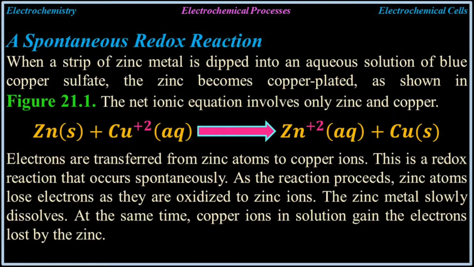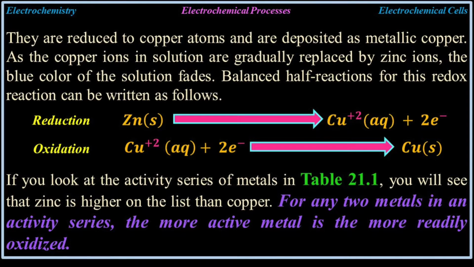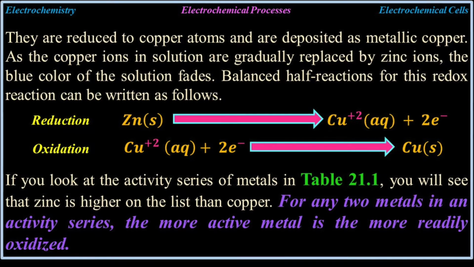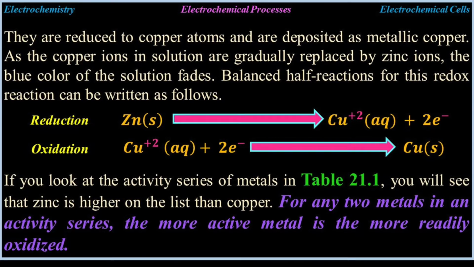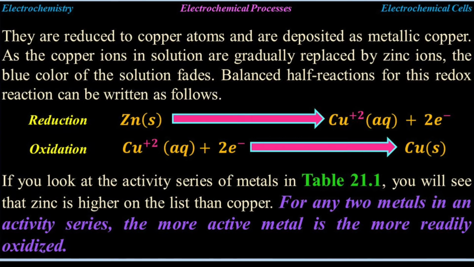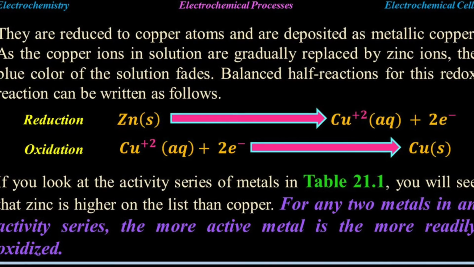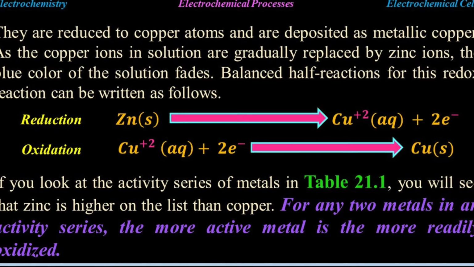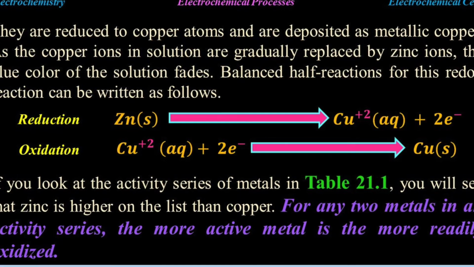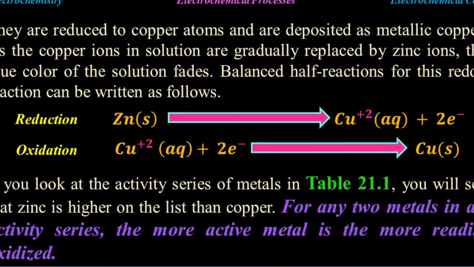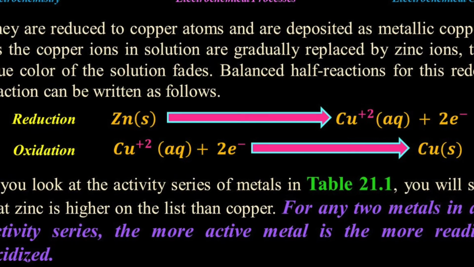As the reaction proceeds, zinc atoms lose electrons as they are oxidized to zinc ions. The zinc metal slowly dissolves. At the same time, copper ions in solution gain the electrons lost by zinc. They are reduced to copper atoms and are deposited as metallic copper. As the copper ions in solution are gradually replaced by zinc ions, the blue color of the solution fades. Balanced half reactions for this redox reaction can be written as follows. The oxidation is zinc metal goes to zinc 2+ plus 2 electrons, and copper 2+ plus 2 electrons goes to copper metal.